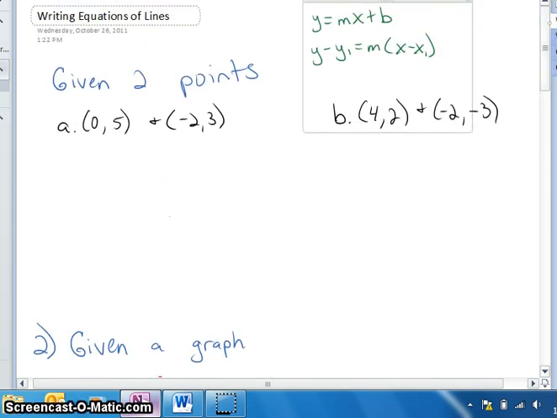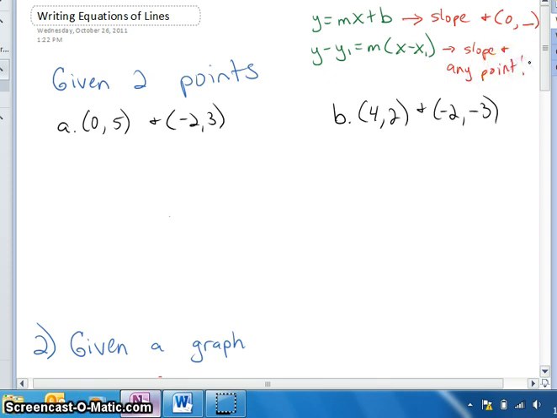Oh, it's important to know that I've got 2 equations that I'm really going to be using. This one, slope-intercept, so I need the slope and I need the y-intercept, which is (0, a number). This one, I need the slope and I need any point. So the first problem has (0, 5) and (-2, 3).